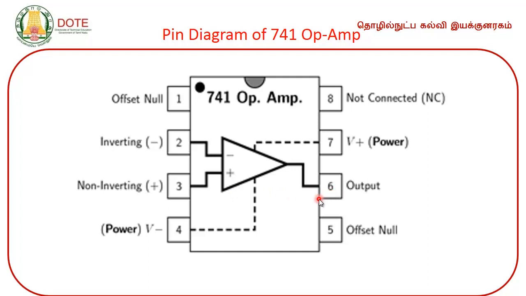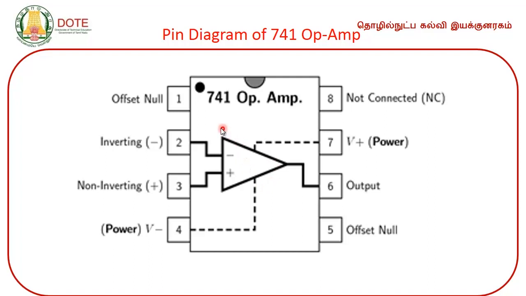Then power supply terminals. What are the pins associated with the power supply terminals of this device? Pin number 7 and pin number 4. We know an op-amp needs 2 voltages to operate, one positive voltage and another negative, right. Pin number 7 is the positive voltage pin, pin number 4 is the negative voltage pin, right. So, you have to connect your positive supply here, negative supply here, right. So, these are the 5 important pins of this IC to use in your external circuit.